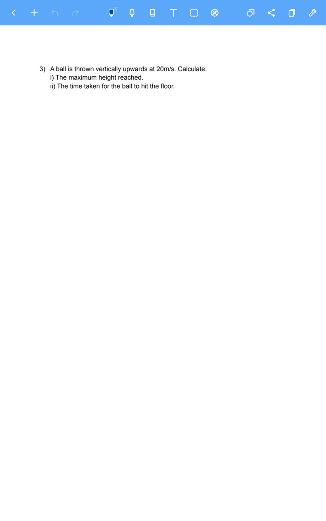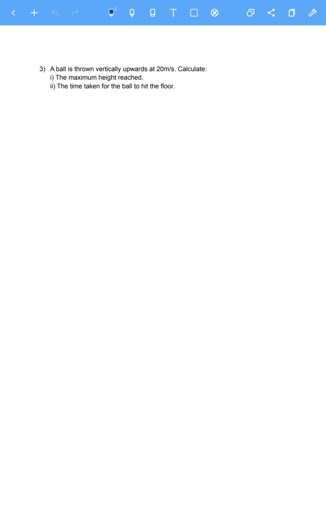So question 3, if you want to pause and have a go at this one, and then I'll take you through the answers. A ball is thrown vertically upwards at 20 meters per second. We're going to calculate the maximum height reached by the ball and the time taken for the ball to hit the floor. So if you want to have a look at this one.